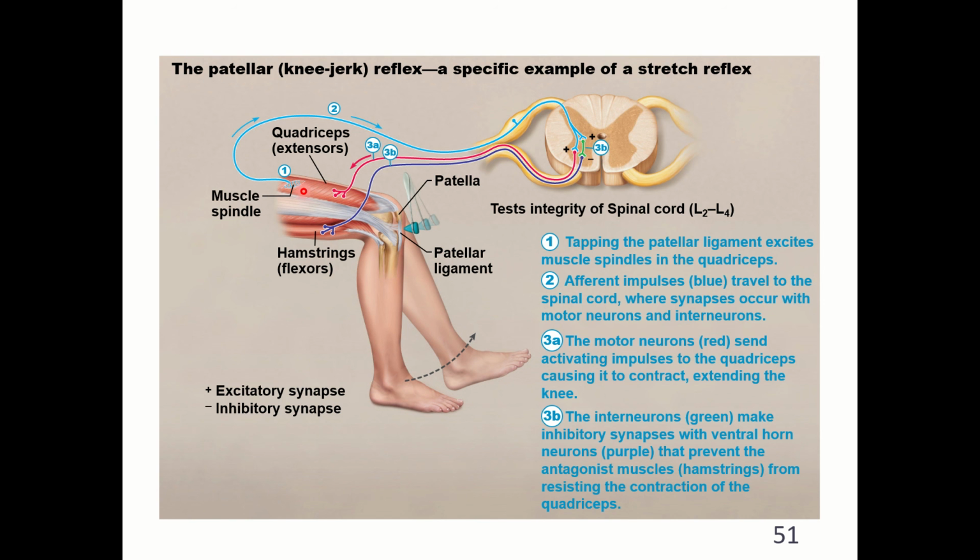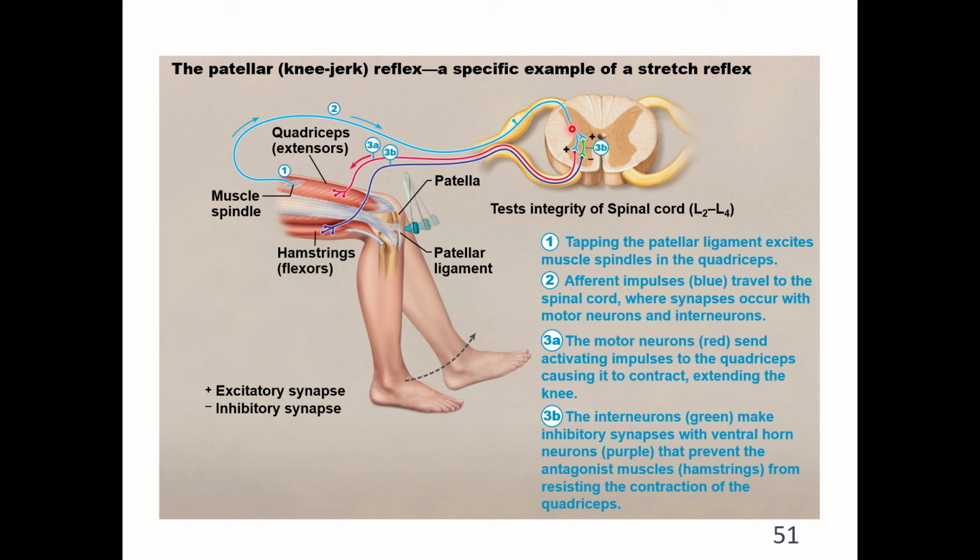Let's start with step 1. Tapping of the patellar ligament excites muscle spindle fibers located in the quadriceps. These are the stretch receptors. In step 2, afferent impulses travel towards the spinal cord. These are the sensory impulses. Remember, they are afferent. Here, the synapses occur with motor neurons and interneurons.